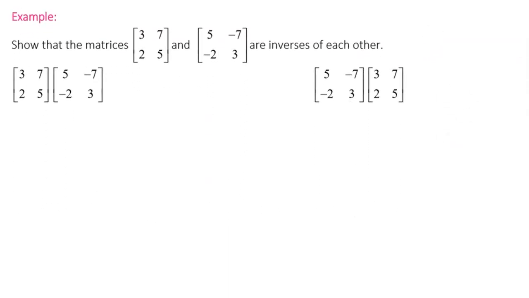For example, show that the matrices [3, 7; 2, 5] and [5, -7; -2, 3] are inverses of each other. So if they are inverses of each other, then if we multiply A by B, we should get the identity matrix [1, 0; 0, 1], in either order, no matter which way we multiply. So we can chuck that into our CAS.